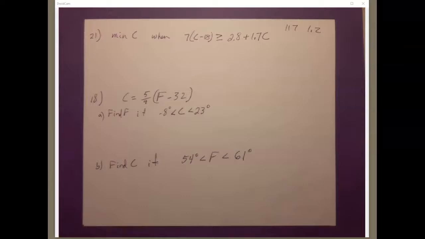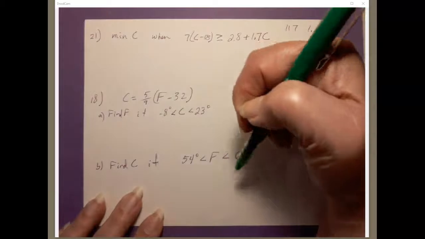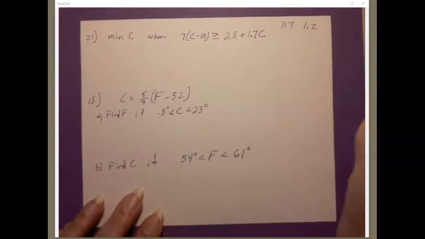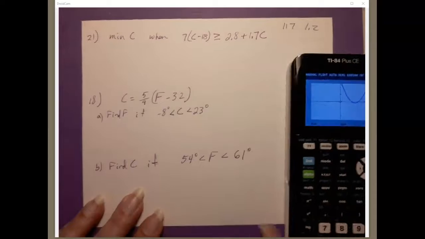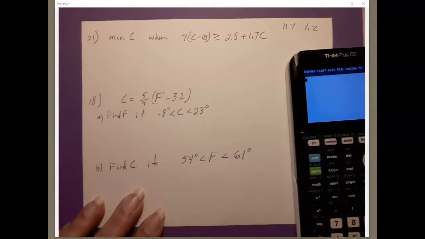There are a few problems towards the end of the 1.2 homework that look like this. They're asking you for a minimum C, or they're asking you to find intervals. So I want to go through these problems. They're not too difficult to do. I'm going to need my calculator for some of the multiplication, so I'll get to my main screen and clear it off so I have a nice clear screen to work with.